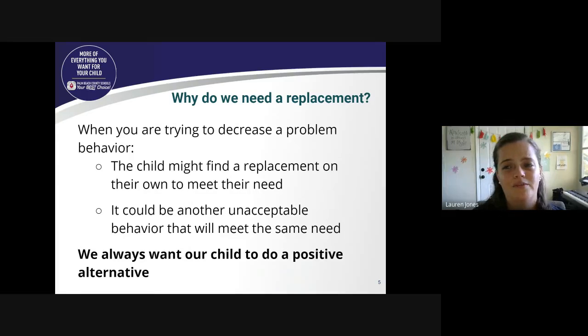So why is it important? Why do we need a replacement behavior? Well, when we're trying to decrease a problem behavior, another behavior is going to take its place. And if the child finds a replacement behavior on their own to meet the need, oftentimes it could be replaced with another unacceptable behavior. So instead of replacing one problem behavior with another problem behavior, we want to give our children a positive replacement. If we give them that positive alternative, then they're still getting their need met, but they're doing it in a more appropriate way.